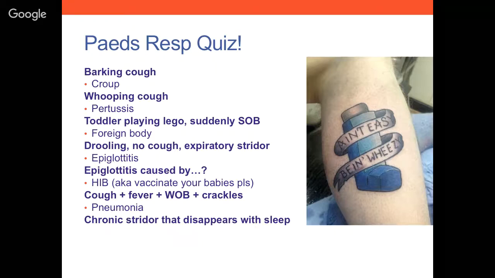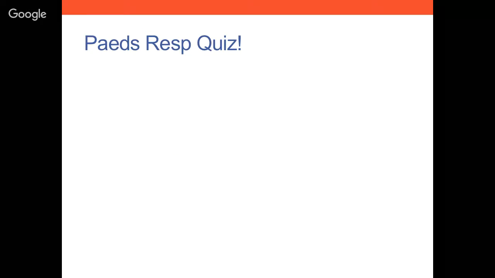Cough and fever and laboured breathing and crackles. Yeah, pneumonia. Chronic stridor that disappears when you sleep. Yeah, floppy larynx or laryngomalacia. Anaphylaxis, give? And do you know the dose? Yeah, beautiful. And how do you give it? Beautiful. Cool. I've got a few more questions for the front row.